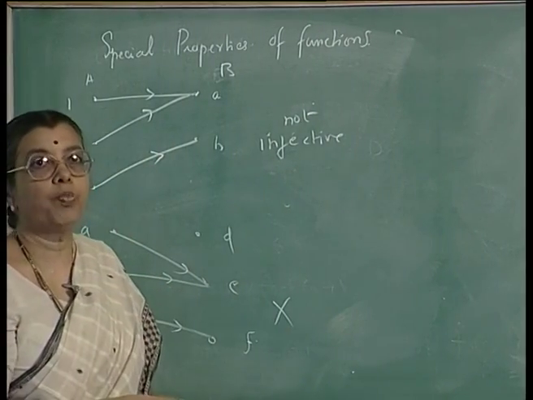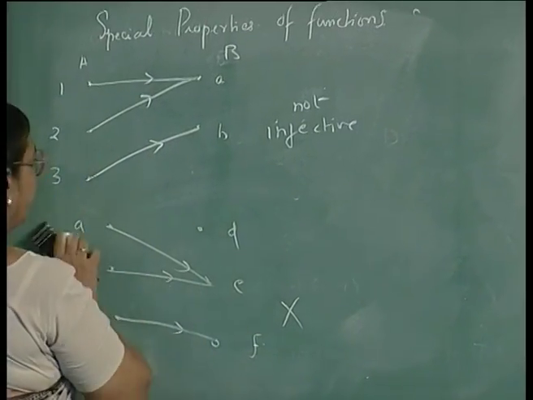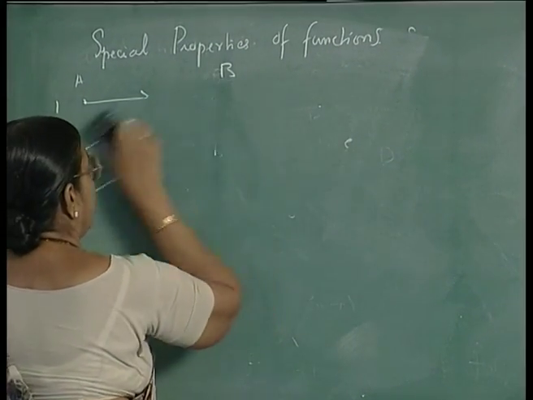Now, if a function is both injective and surjective, it is called a bijective function. A bijective function will be like this.